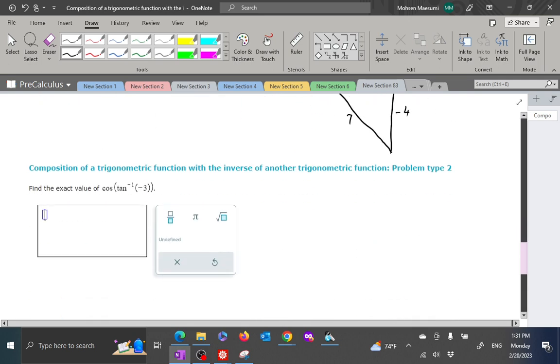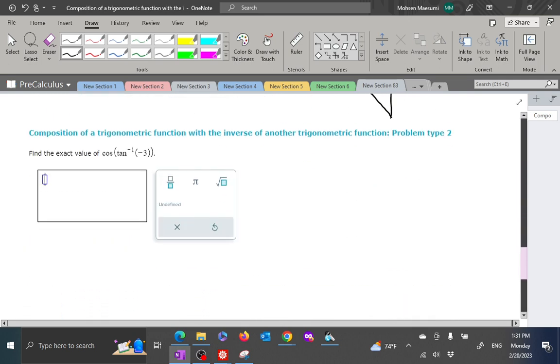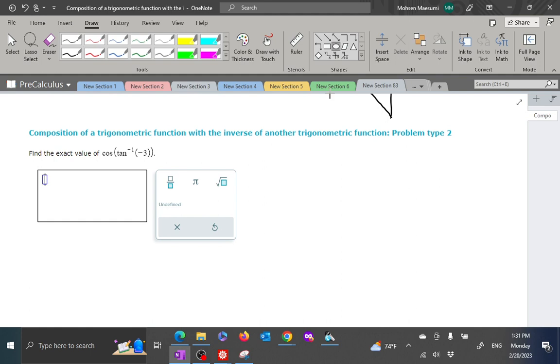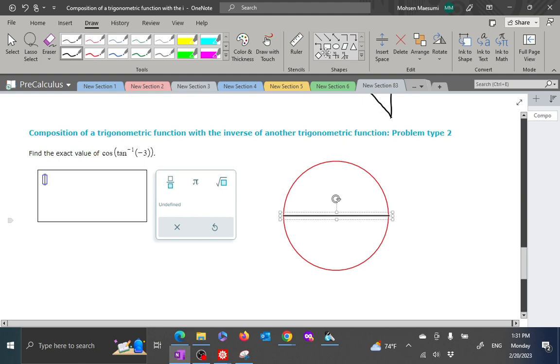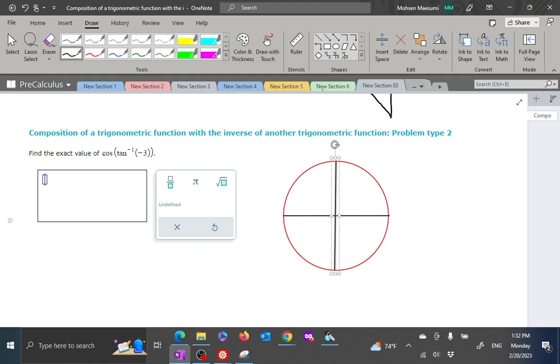Let's try another one. Let's see how many of these we have. Yeah, one more. Cosine of tangent inverse of -3. So one more time, we go ahead, and here is my tangent. Well, I have to draw it. Here's your cosine axis. Here is your sine axis. But what we care for is the tangent axis. Tangent axis is here.